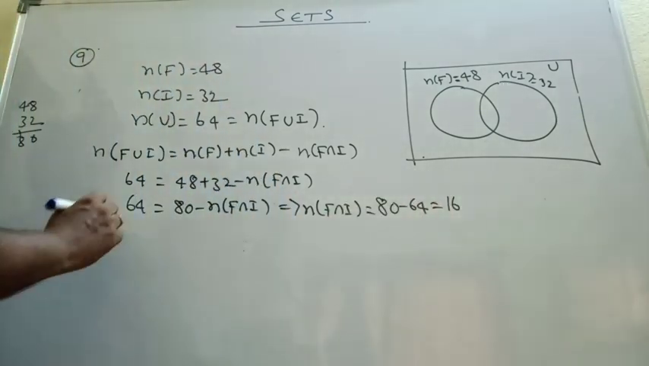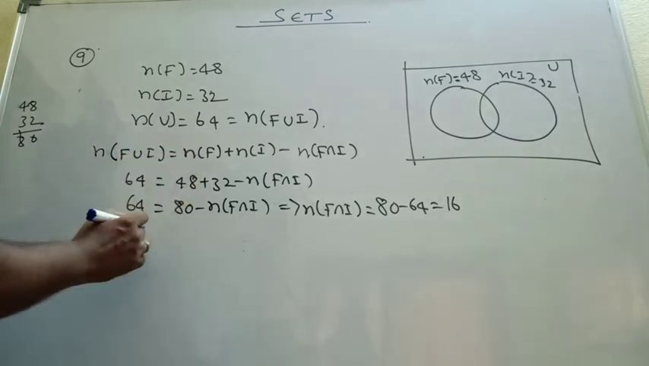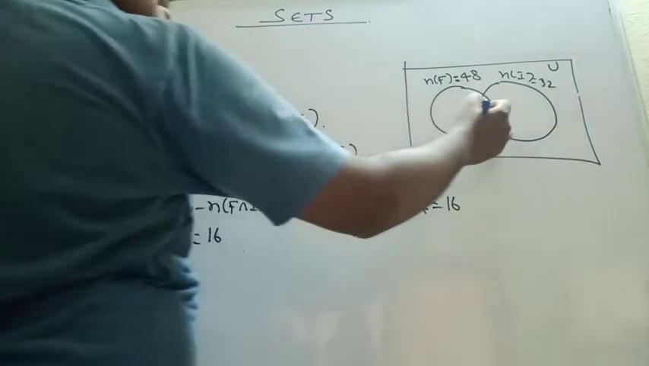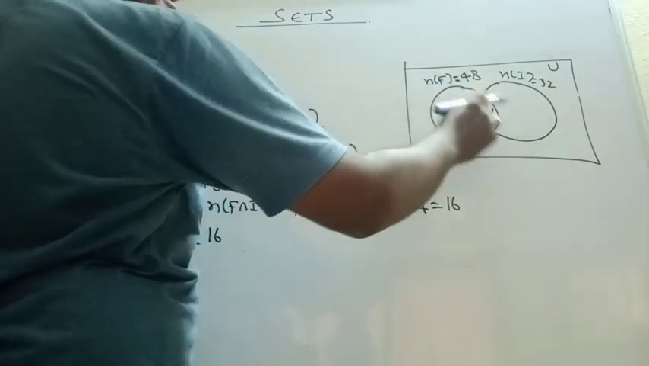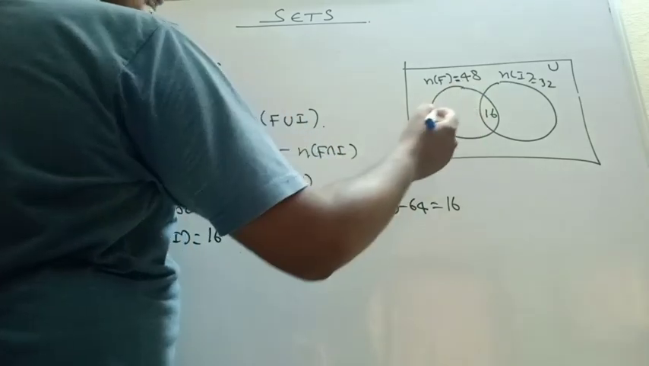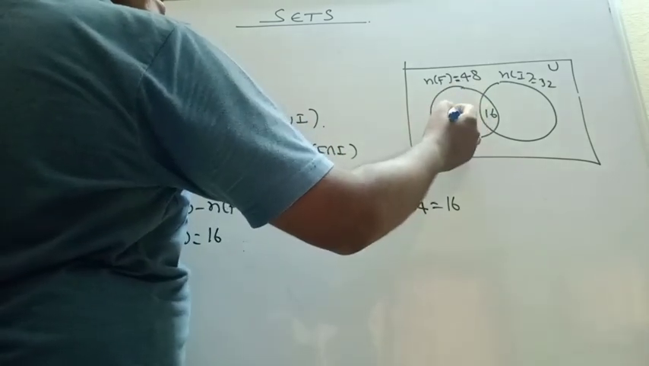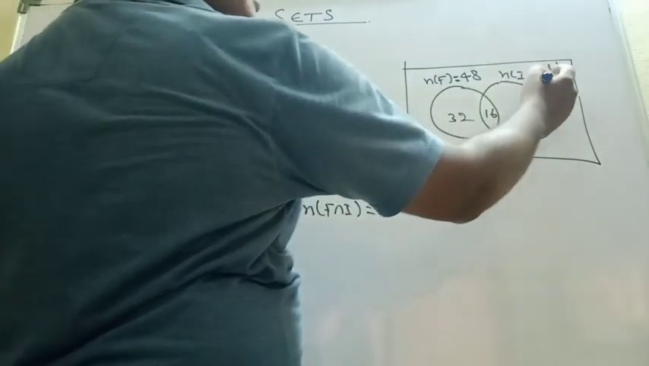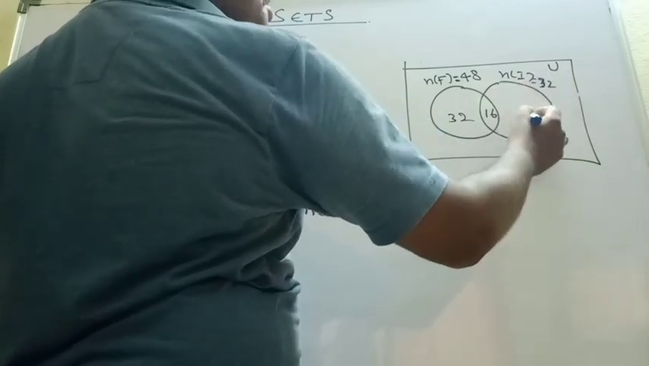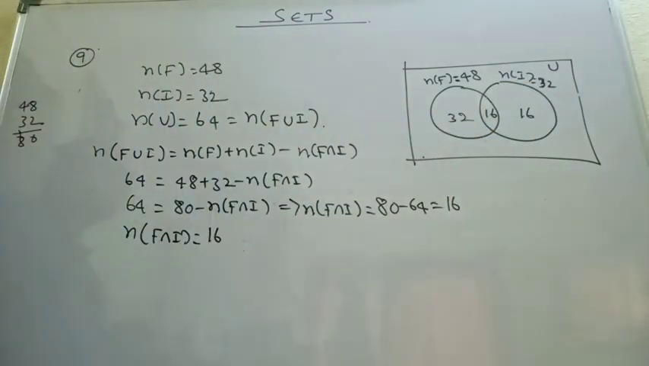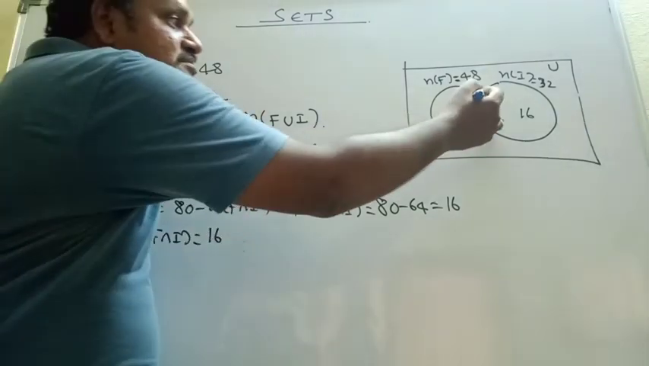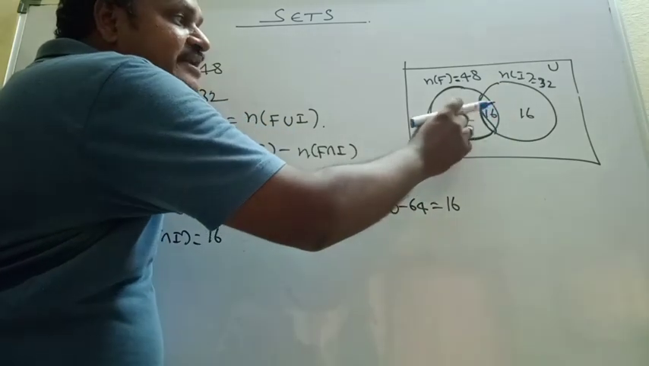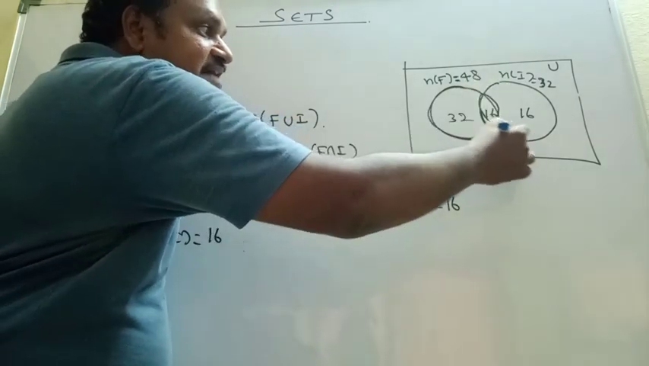So now we have got those who read both the magazines. F intersection I is nothing but 16. Now this is actually 48. 48 minus 16 is 32, only Femina. And this is 32 actually. 32 minus 16 is 16, only India Today. From this diagram you can easily understand that only Femina is 32 and only India Today is 16.